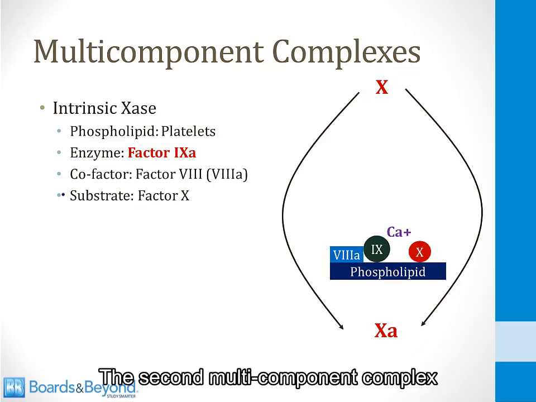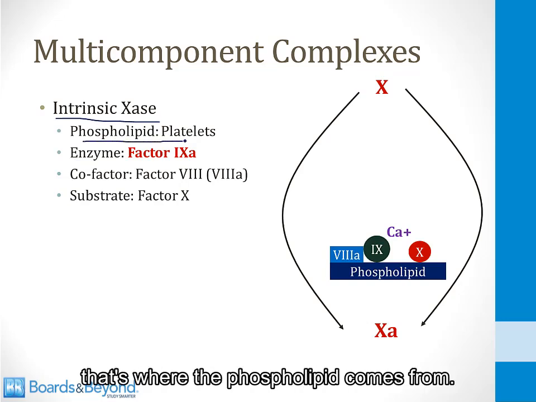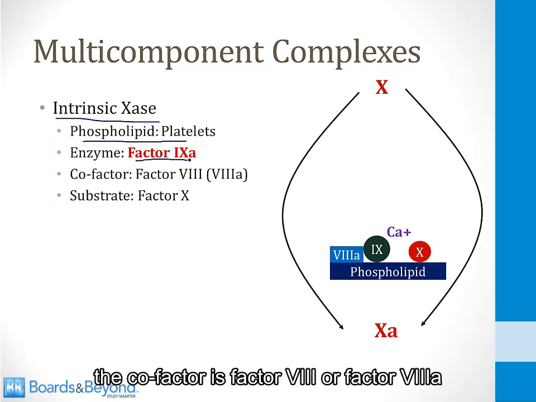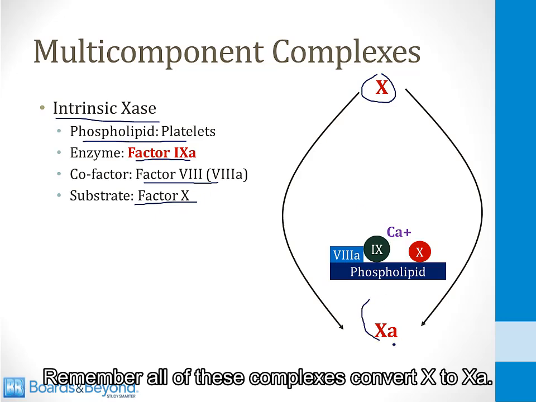The second multi-component complex is called the intrinsic 10-ACE. It functions on top of platelets. That's where the phospholipid comes from. The enzyme for this complex is factor 9A. The cofactor is factor 8 or factor 8A, and the substrate is factor 10. Remember, all these complexes convert 10 to 10A.